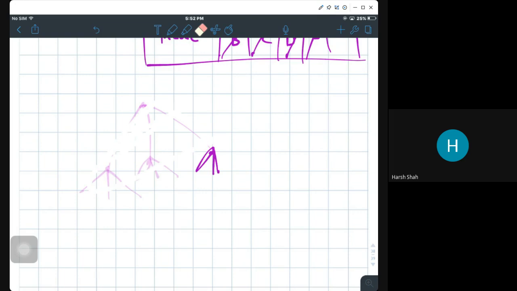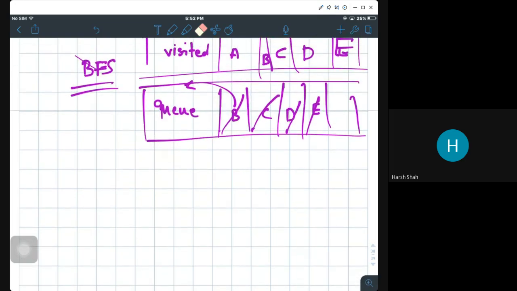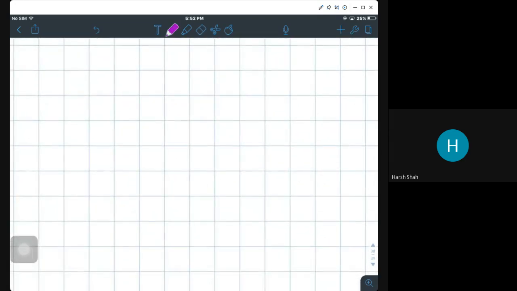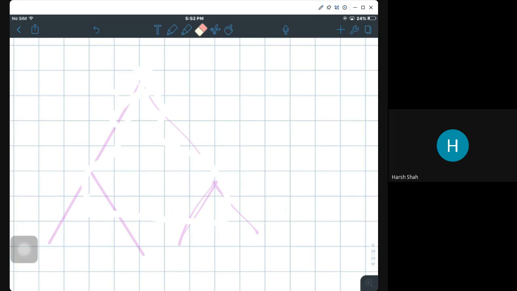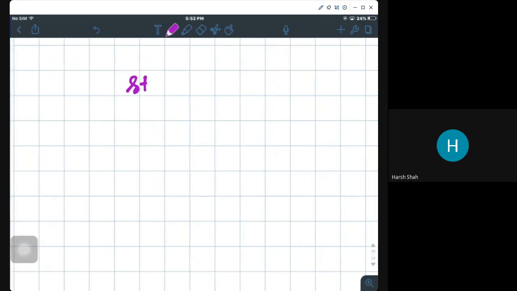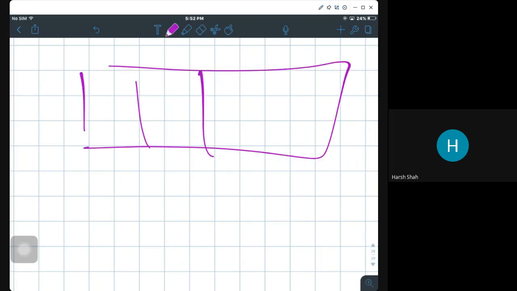Now if I use the same graph and do a DFS, what DFS does is it will take one path, go inside, come back, again take a path, again go inside, come back again, and continue like this. This is DFS. For DFS we use a stack. A stack is first in, last out. So if I add something here, I'll remove it from here.